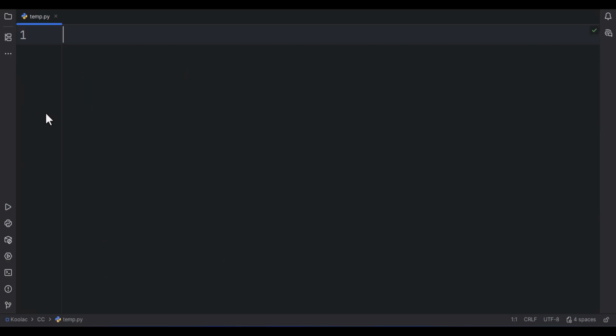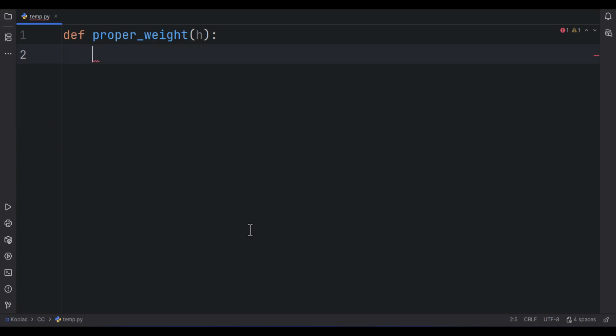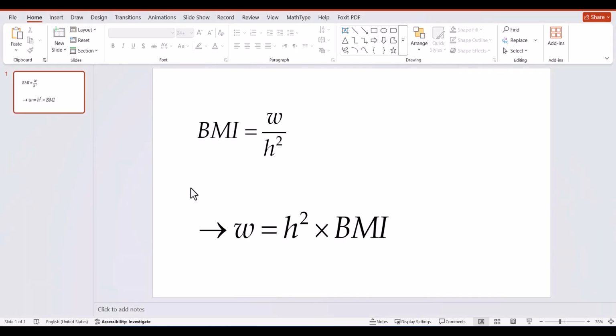So let's see that. First of all, let's define a function, and let's name that function proper_weight, and we get h, the height of that person, as the input. Then first of all, we need to calculate the proper weight, and the formula for calculating the proper weight is this one: W is equal to H^2 times BMI. And maybe you ask where we are getting this formula.